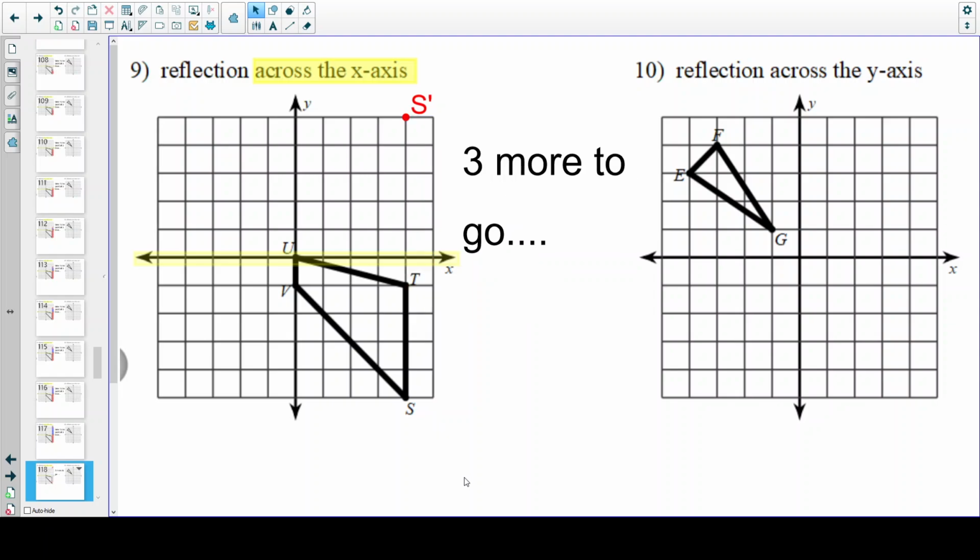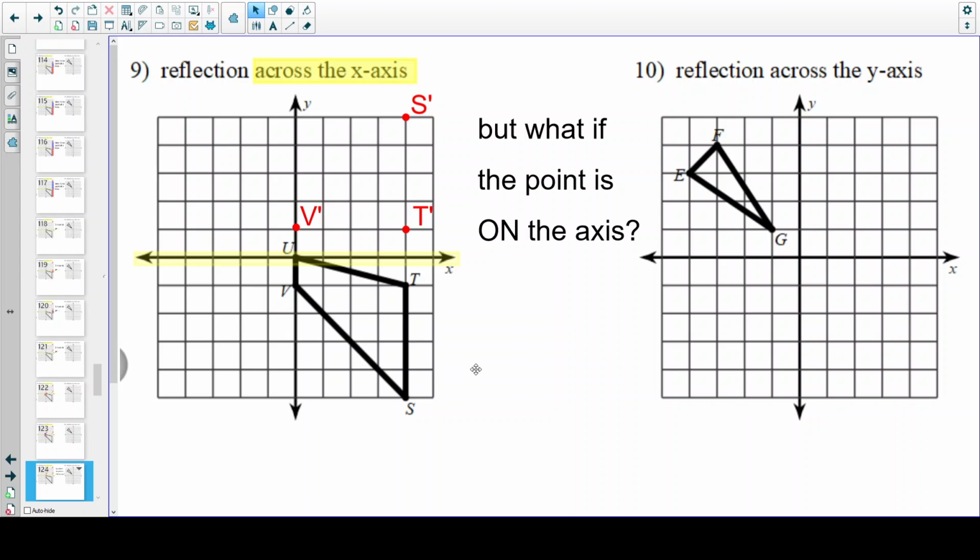Okay? 3 more of these points to go. How about we use the T? The T is right here. How far below is it? Just 1 block. So let's go 1 block above it. There's our T prime. Now, this part gets a little bit dicey. Let's take a look at this V right here. How far is V below the x-axis? You can see right here, this red highlighted square is showing you it's 1 block below. So let's go 1 block above, and that's where our V prime should be. Okay?